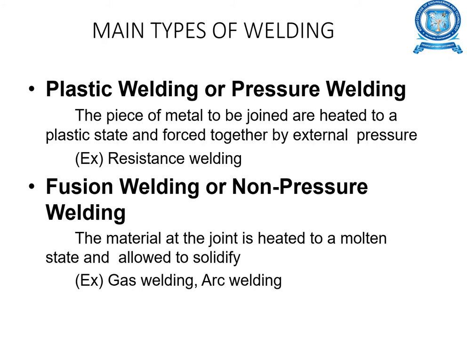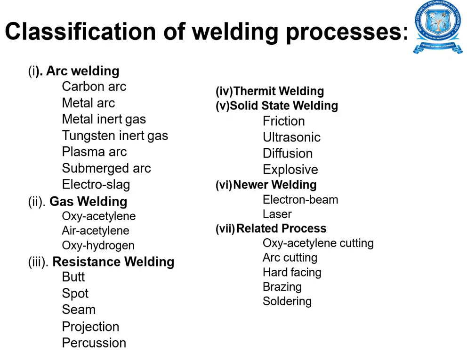In plastic welding, the pieces of metal to be joined are heated to a plastic state, and they are forced together by external pressure. For example, the resistance welding. And in fusion welding or non-pressure welding, the material at the joint is heated to a molten state and it is allowed to solidify, and the weld is formed after solidification. So the examples for fusion welding or non-pressure welding are the gas welding and arc welding.